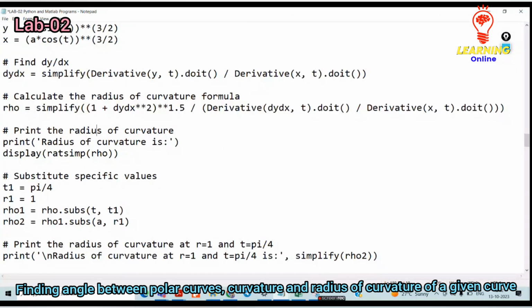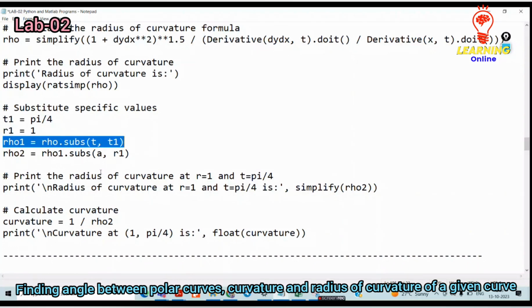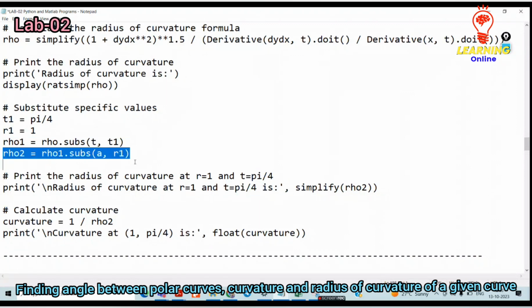Whatever is to be presented, for that reason I am using the function ratsimp of rho, because rho I got. For this rho, I need to display that particular output. Then later I need to do the substitution. I am defining t1 as pi by 4, r1 as 1. What is rho1? Rho1 is equal to rho dot subs of t comma t1, so t is replaced with t1. Then a is replaced with r1. Rho2 is equal to rho1 dot subs of a comma r1.